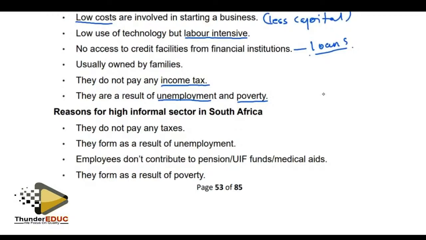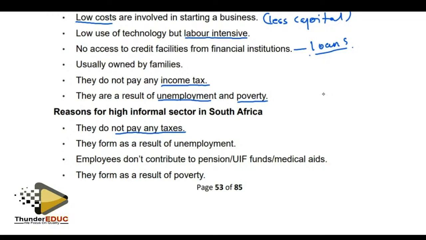Number one, they don't pay taxes. Because they know they're not contributing to SARS, whereas small businesses have to pay a percentage to SARS because of their businesses. But for informal businesses, that's why it is on the rise, because at the end, they're not being pressured by the government to contribute to SARS.